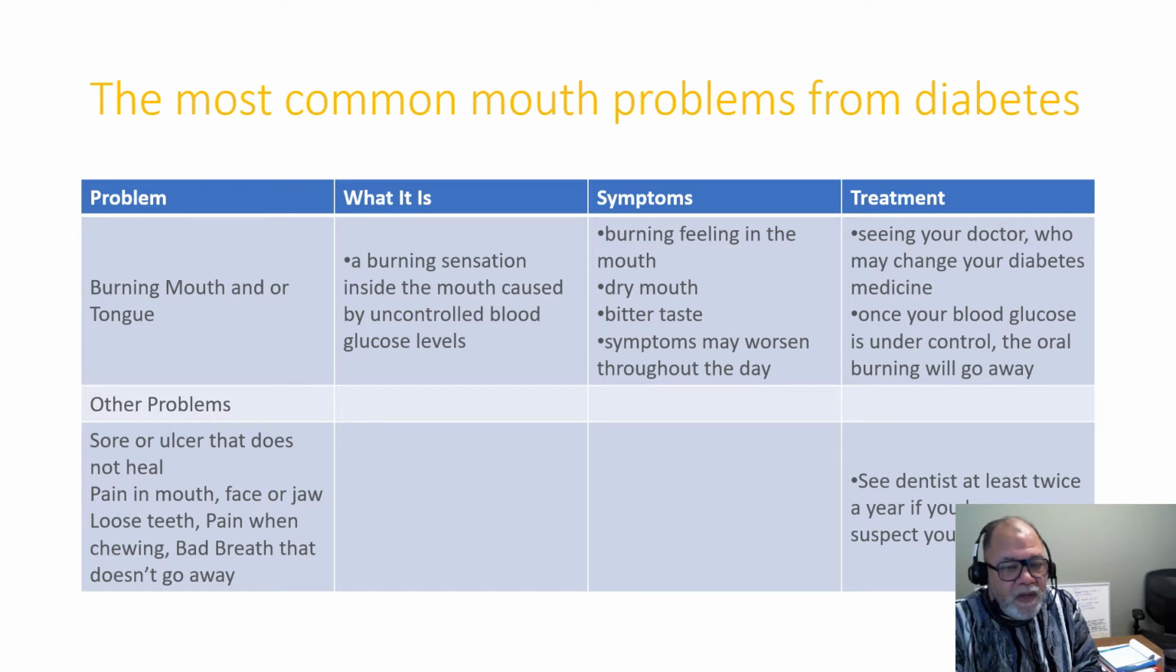Other problems: burning mouth or tongue. A burning sensation in your mouth is caused by uncontrolled blood glucose levels. The symptoms would be a burning feeling in your mouth, a dry mouth, bitter taste. Symptoms may worsen throughout the day. Seeing your doctor may change your diabetes medications. Once your blood glucose is under control, the oral burning will go away.